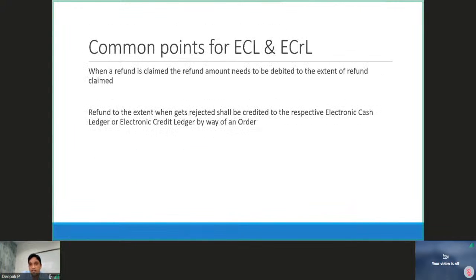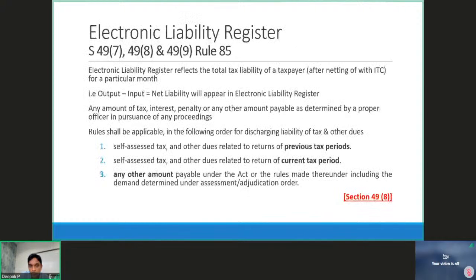Electronic cash ledger, electronic credit ledger, we are clear. We'll move to electronic liability ledger. Not electronic liability ledger, electronic liability register. This is covered under 49.7, 49.8 and 49.9 and Rule 85. Electronic liability register reflects the total liability of a taxpayer.